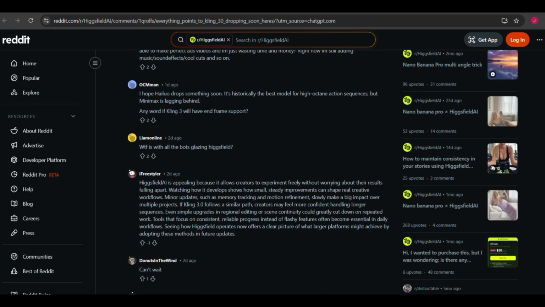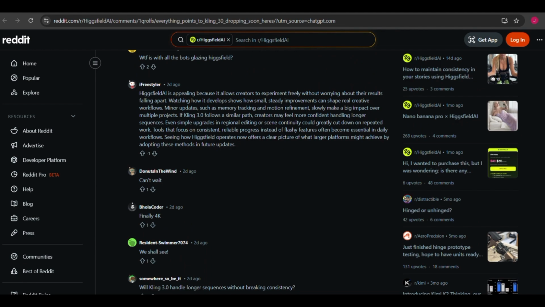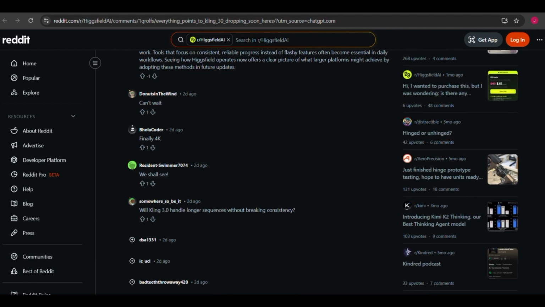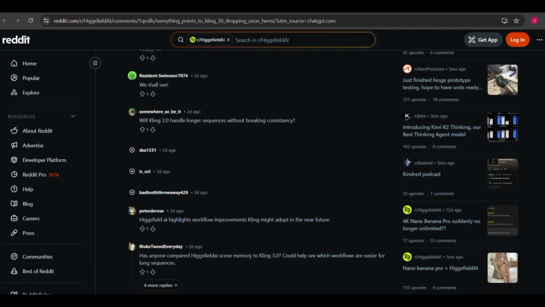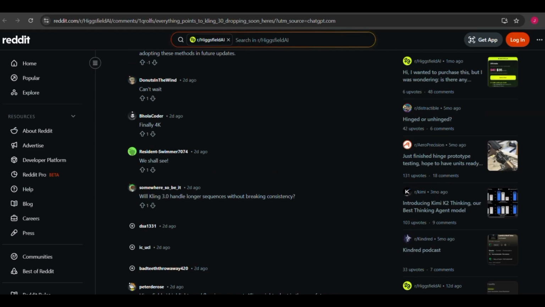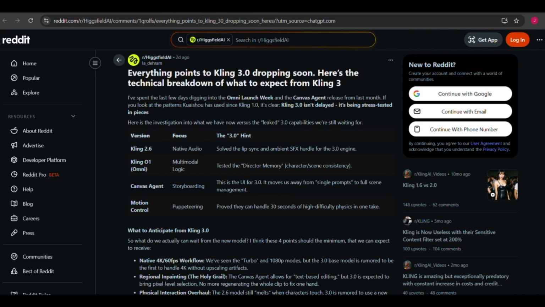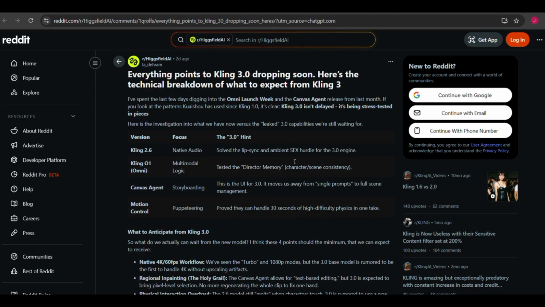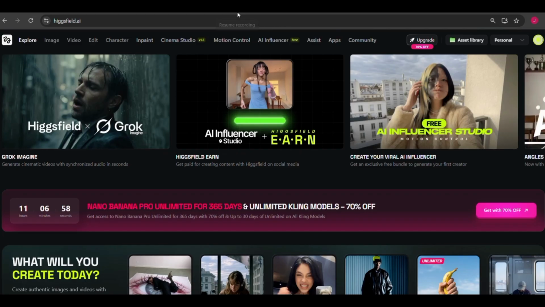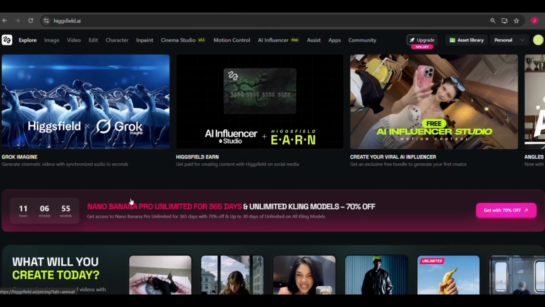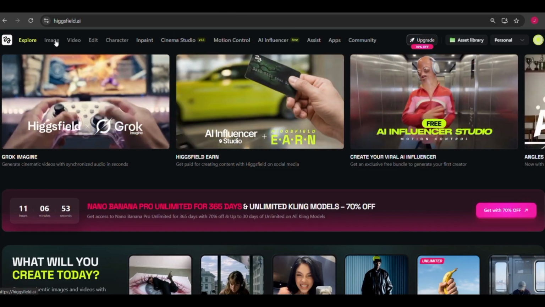What makes this release different is timing. The AI video space is evolving fast, and expectations are rising just as quickly. Kling 3.0 isn't launching into a quiet market. It's entering an environment where creators are actively comparing tools, workflows, and output quality. That pressure could push Kling 3.0 to be one of the most polished releases yet.